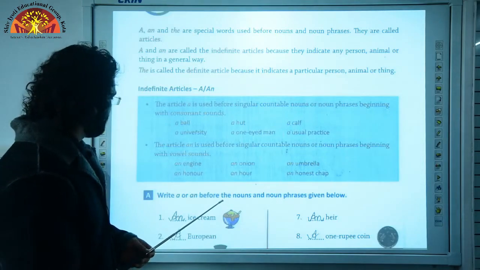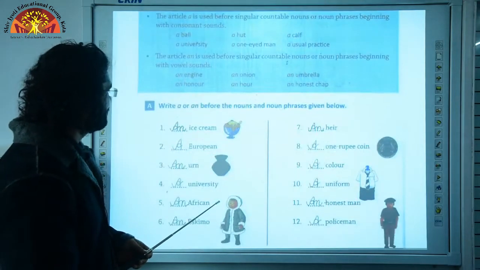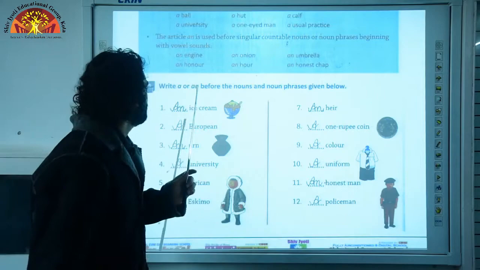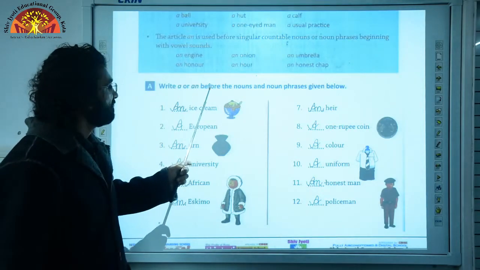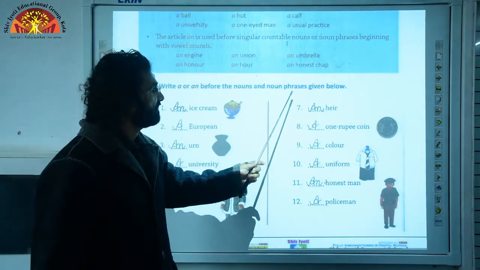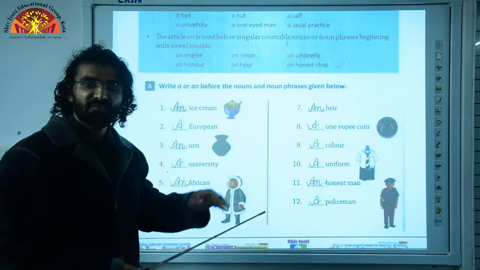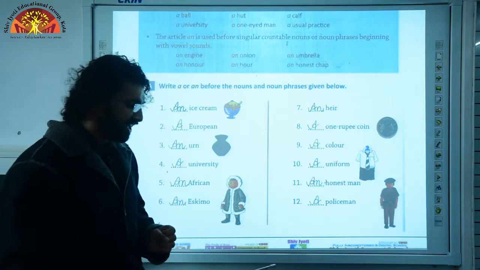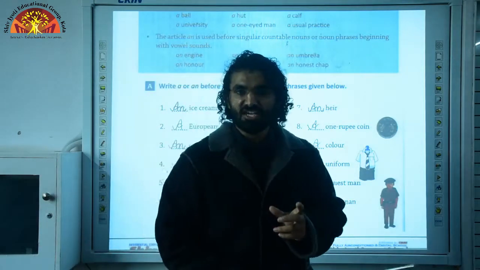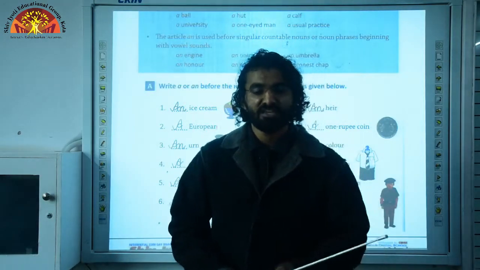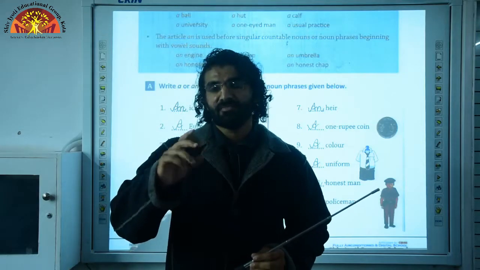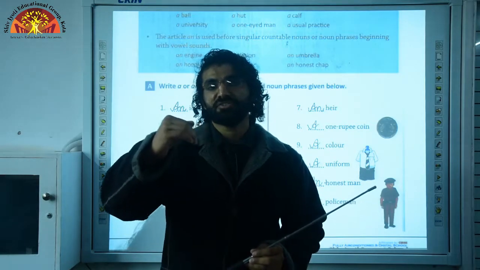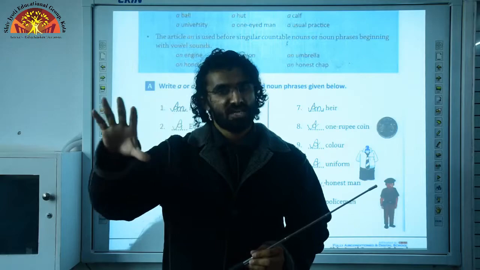Okay? So we have an exercise for you here. Are you ready for this exercise? Write a or an before the nouns and noun phrases given below. So here we have some nouns with us and some noun phrases also. We have to find out whether to use a or an. Okay? How will we identify the words that begin with consonant sound? We will use a there.